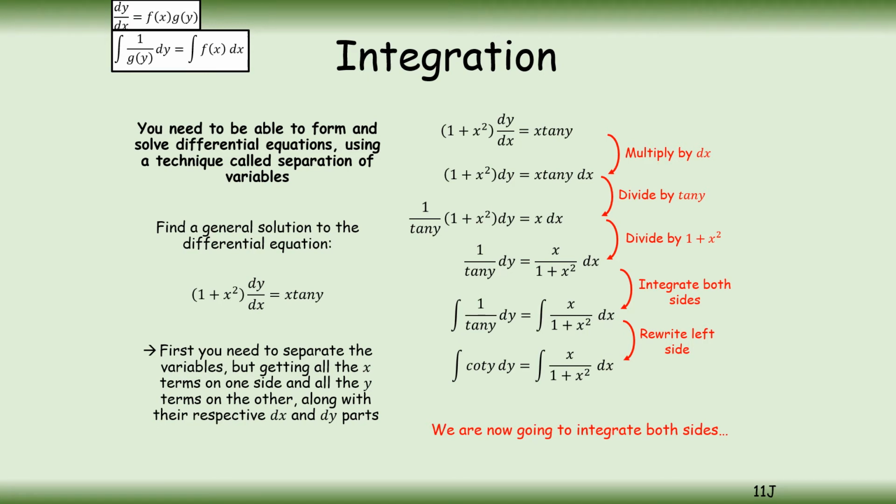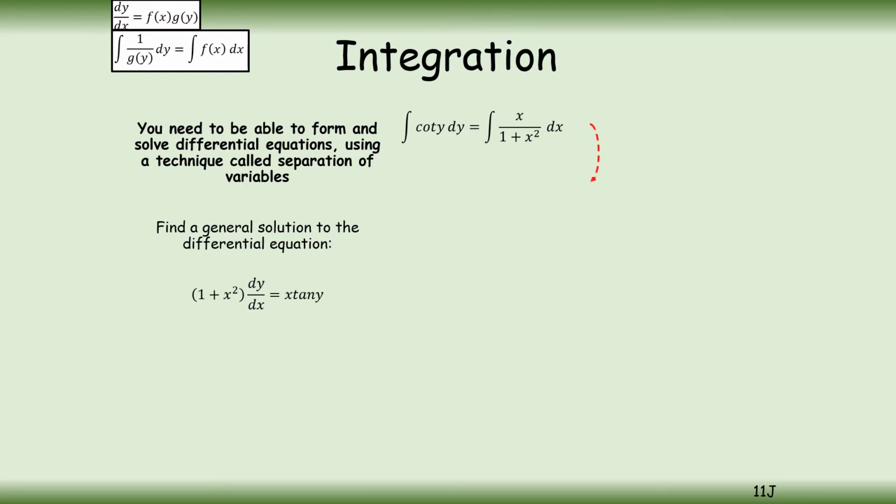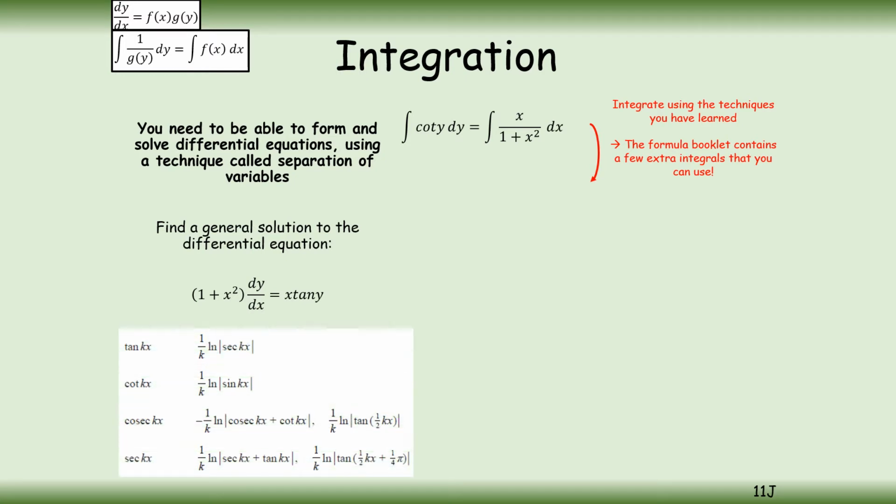So now we're going to integrate both sides. And you could use a formula booklet for the cot y. There's some standard integration that's given in the formula book, and that's one of them. So if we look at the formula book, we get that the integral of cot kx equals 1 over k ln sine kx. So in this case, our k is simply 1. So if I integrate cot y, I'll get ln sine y on the left hand side.